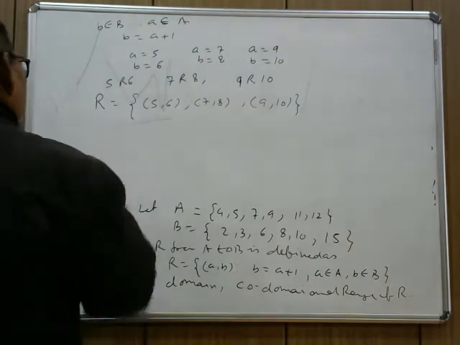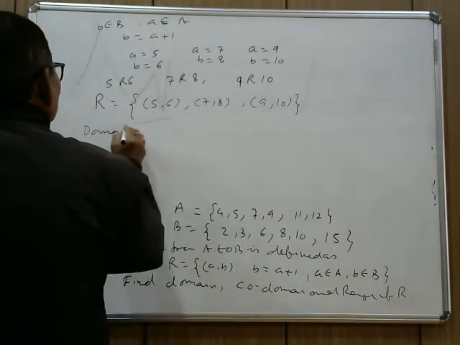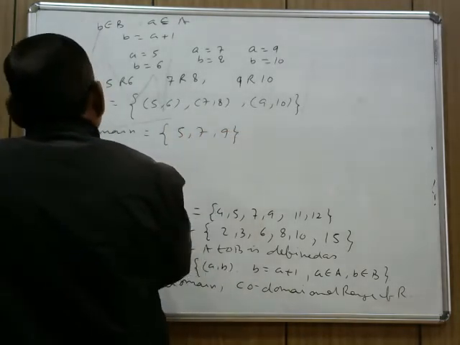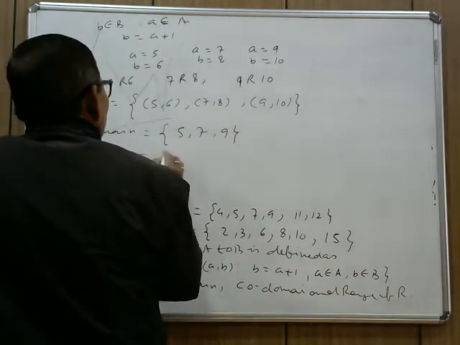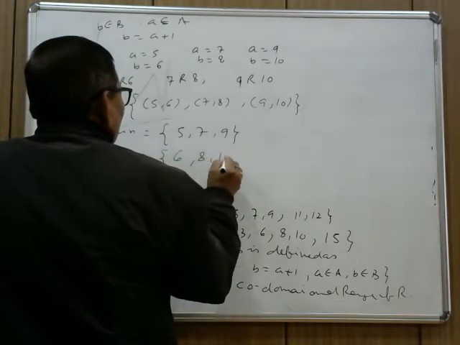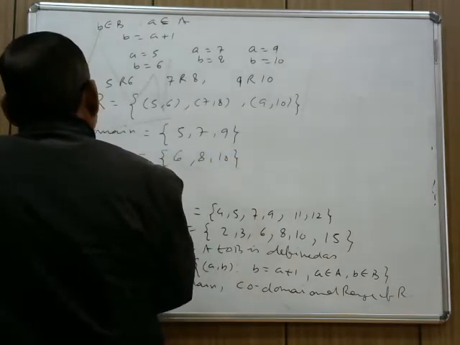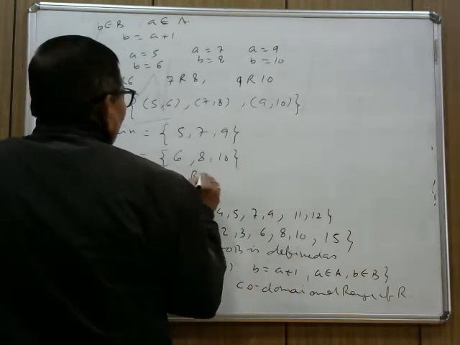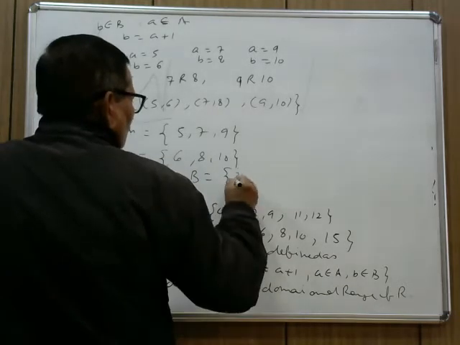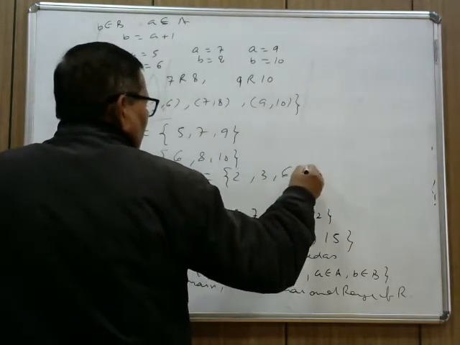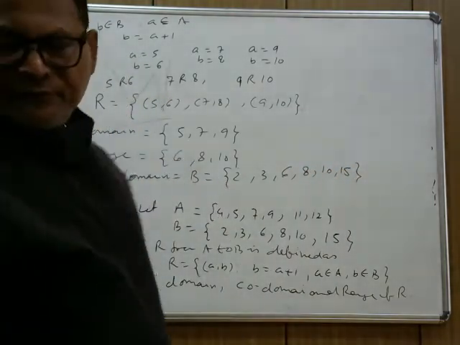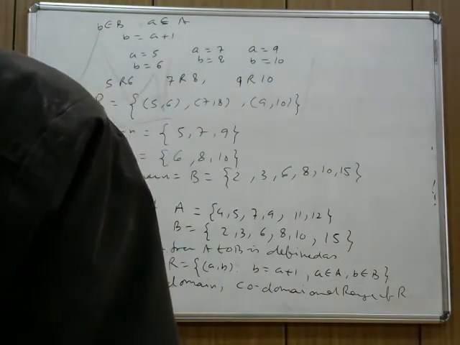So what is the domain? Domain is the collection of first elements, that is {5, 7, 9}, and range is the collection of second elements, {6, 8, 10}, and codomain is the set B. Codomain is equal to set B, which is {2, 3, 6, 8, 10, 15}. So in this way you are finding domain, codomain and range. Another question.